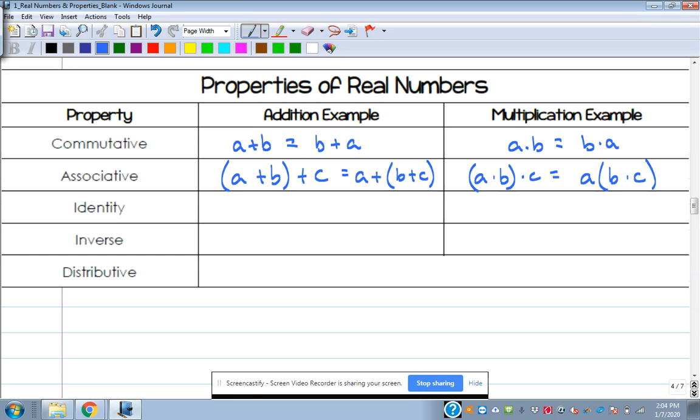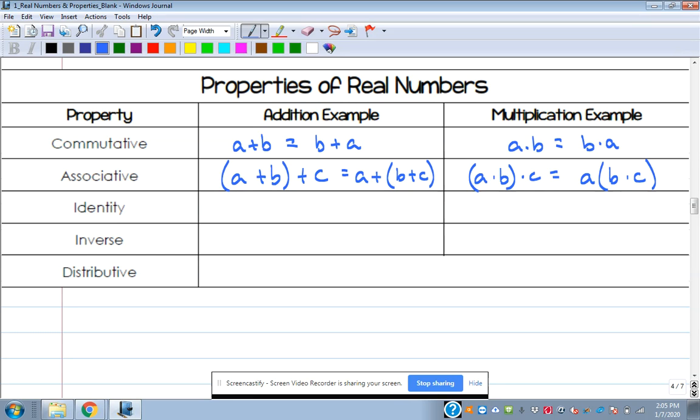So on the multiplication side of things, it's the same idea. We're multiplying A times B and then multiplying that answer times C. If we change the parentheses, the order of operations tells us to do B times C first, right? Because parentheses comes first. And then multiply that answer by A. But it doesn't change the answer. It changes what order of operations says to do, where the commutative property just changes the order it's written in. So know the difference in those two.